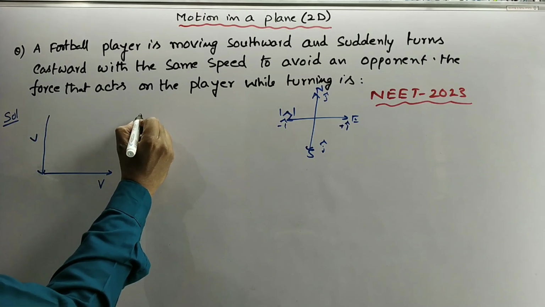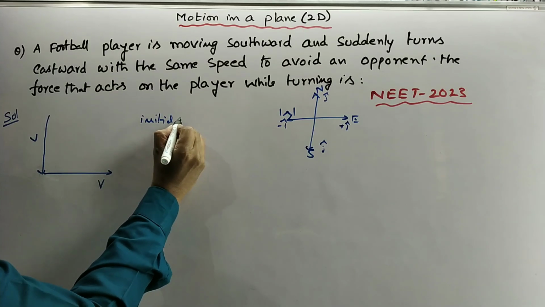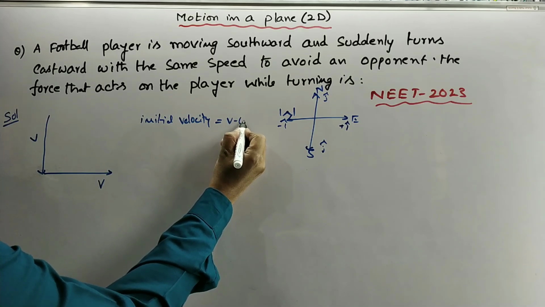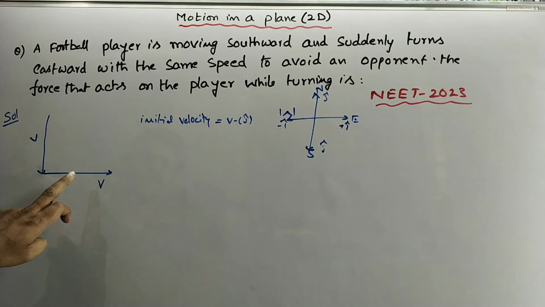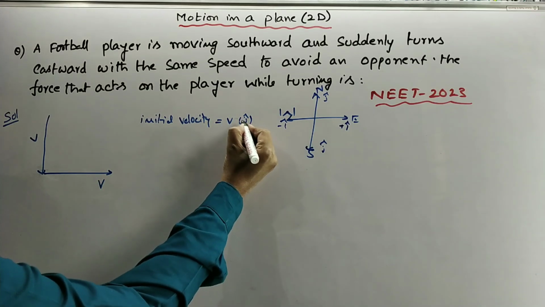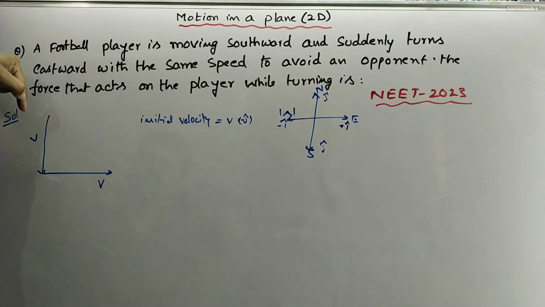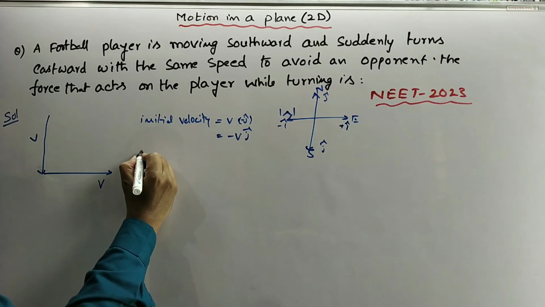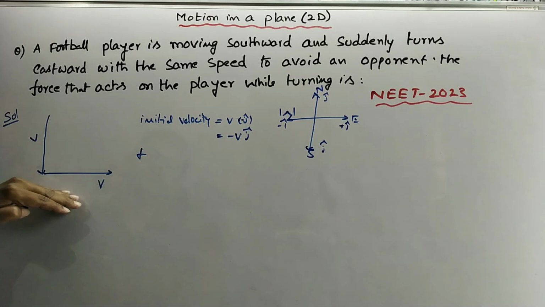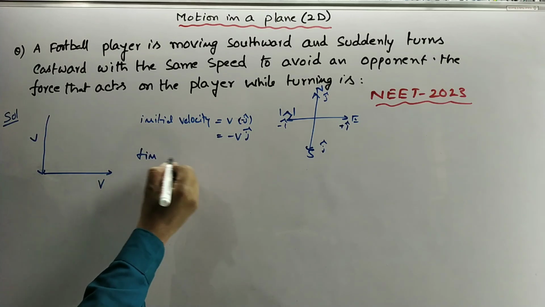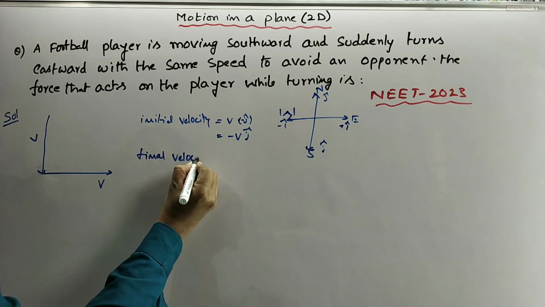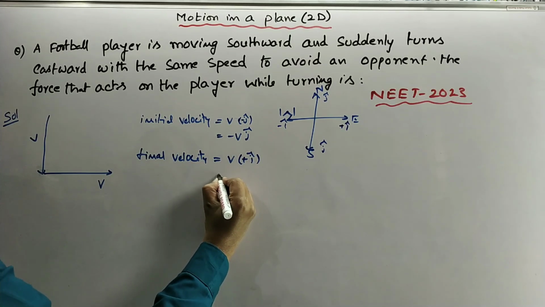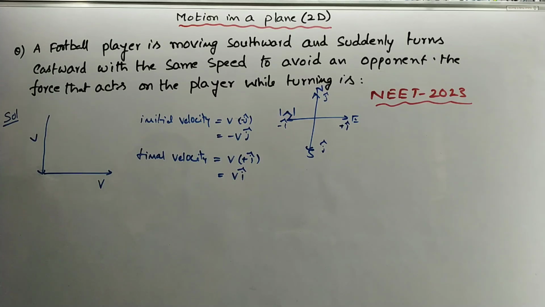That means the initial velocity is V times minus j cap, because the person is moving towards the south, which equals minus V j cap. Next, suddenly he turns towards the east. That means this is the final velocity direction. The final velocity equals V times plus i cap, which is V i cap.